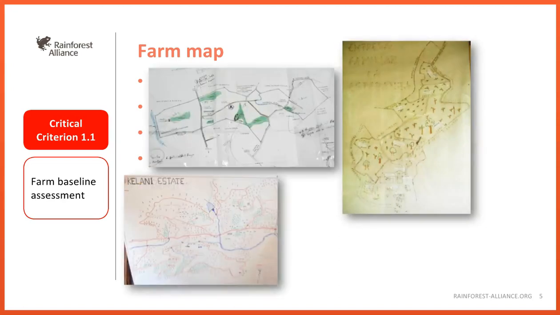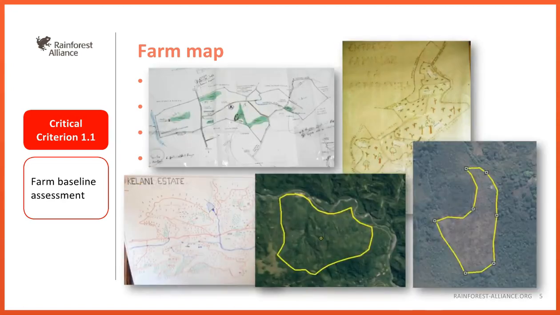As long as all these elements are contained, the map can be hand-drawn or can be produced by a computer. If you use GPS equipment or a smartphone to obtain the exact location points, you will be able to draw a very precise map of the farm.